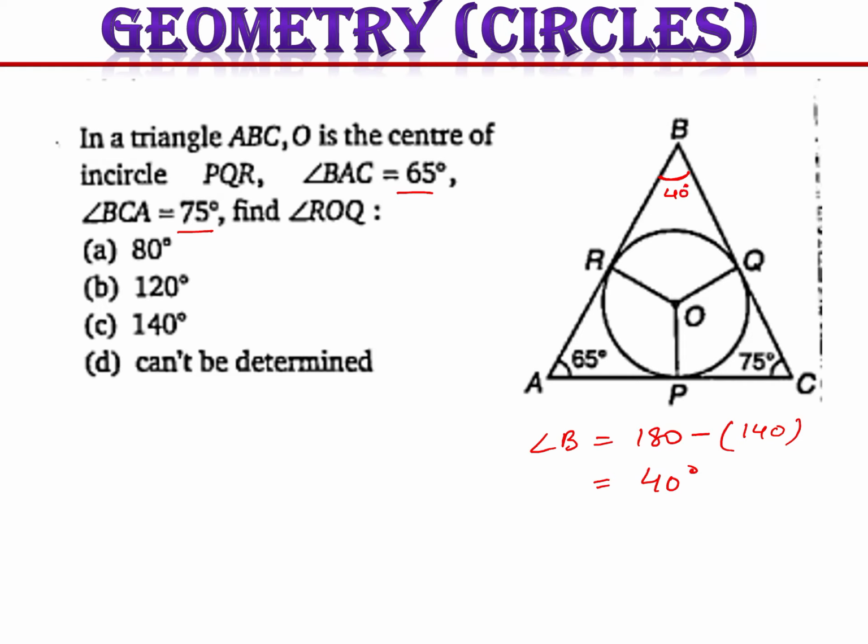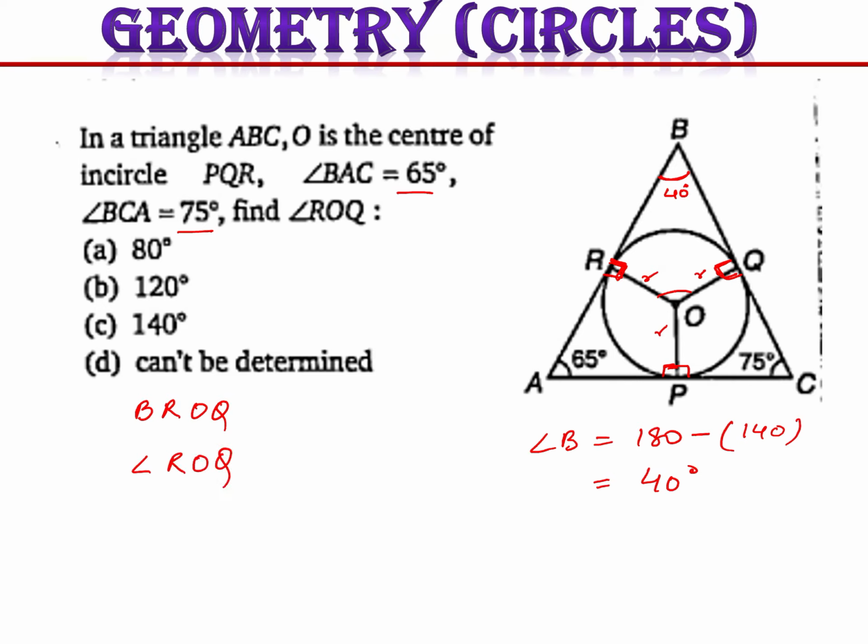Now you are given that OR, OQ and OP are the inradius. So that means this OR will be perpendicular to the tangent. So here we have each 90 degrees. Now consider the quadrilateral BROQ. Right? We have a pair of 90 degrees. One of the angles is 40. So I can find angle ROQ.